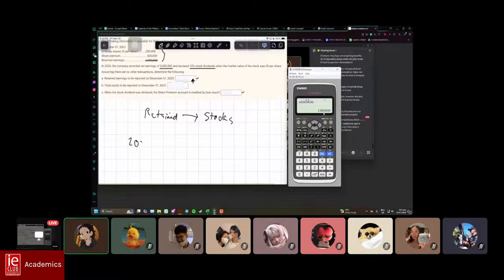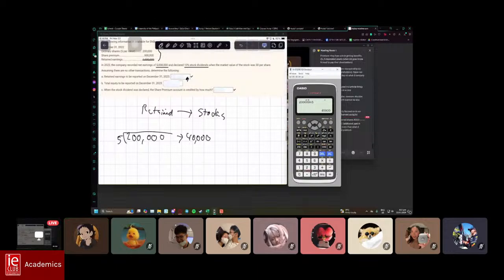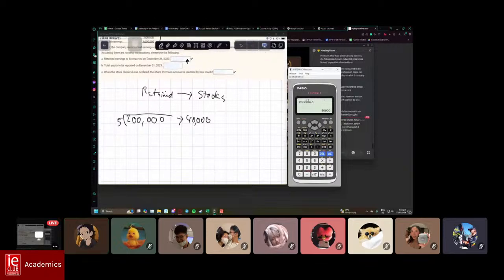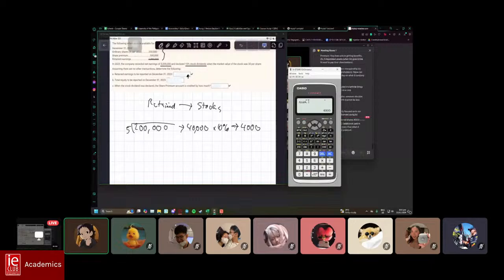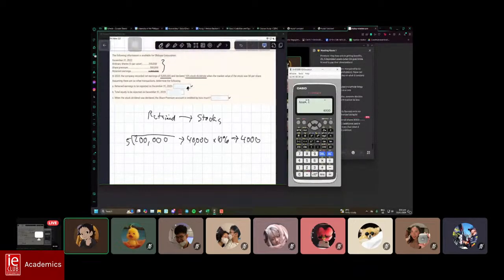So first find out how many outstanding shares there are. 200,000 divided by 5 par value, since 200,000 is the ordinary shares account. That is 40,000 outstanding shares. So since it's 10% stock dividends, 10% of this is 4,000. So basically the implication of this is you're going to be issuing 4,000 stocks basically for free.